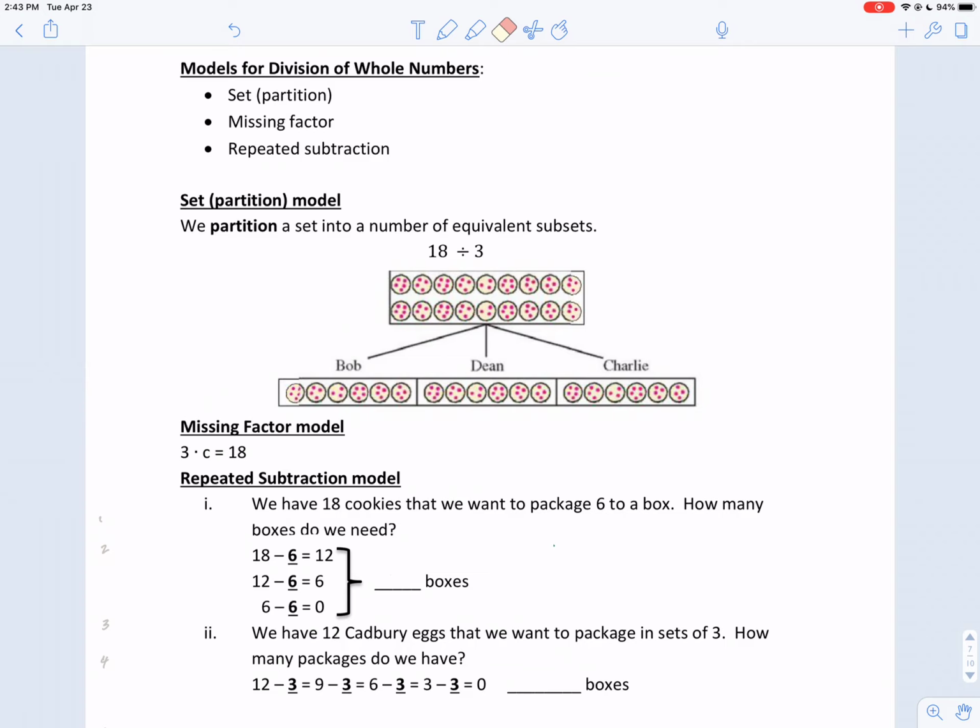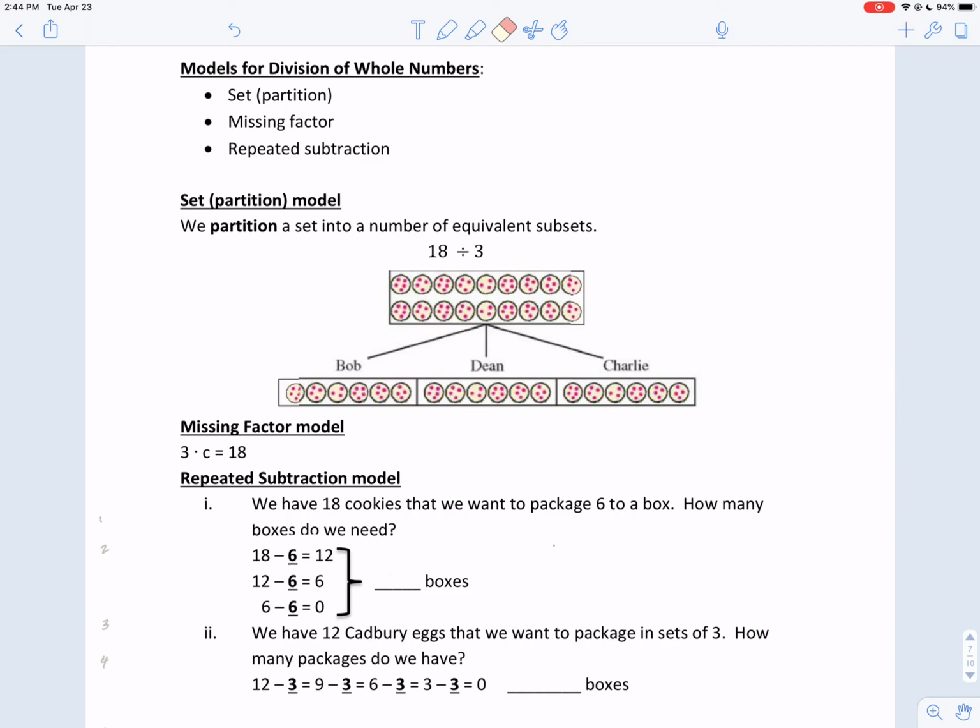So you have 18 cookies, you're dividing it by 3 people. So you would separate it like you would when you're divvying out cards for a card game. Give one to Bob, one to Dean, one to Charlie, one to Bob, one to Dean, one to Charlie, until you run out of cookies. So each person gets 6 cookies.